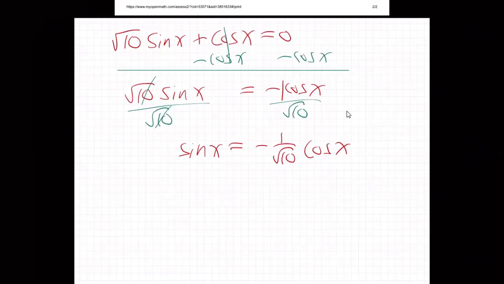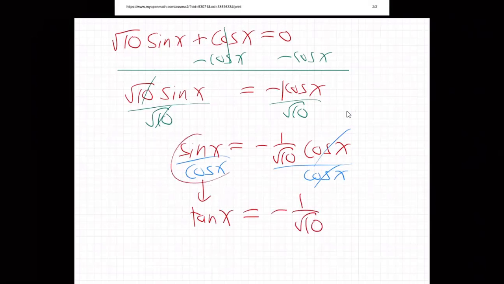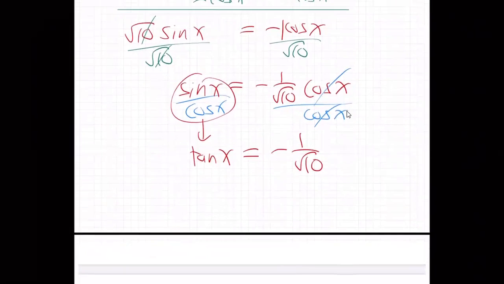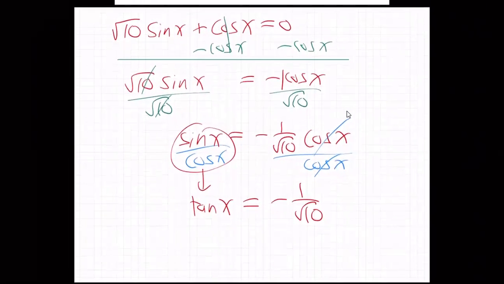Now we have to finish by dividing both sides by cosine. Now, why is that the trick? Well, because that will make this sine over cosine, tangent. Remember that old definition, and this is just minus 1 over root 10. Sine over cosine is tangent. That's the trick on this one, and how we make it into one trig function. So now it's a little bit more of a normal kind of problem.